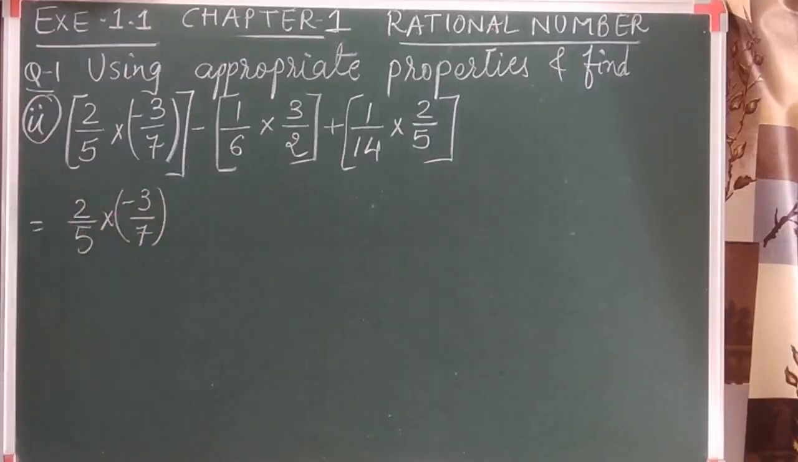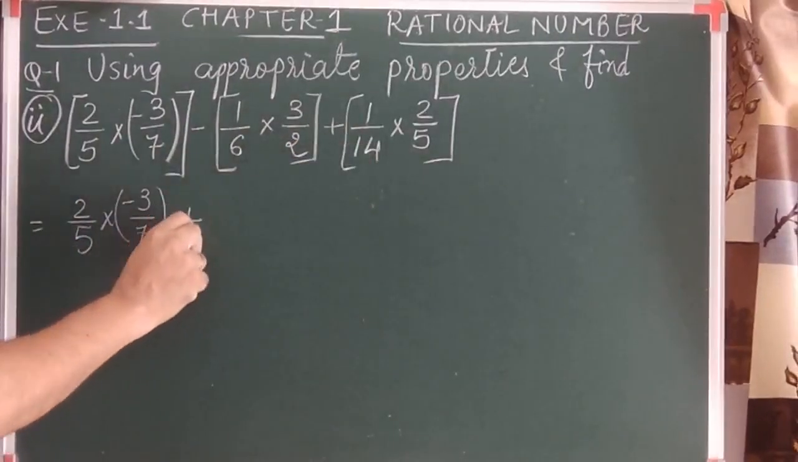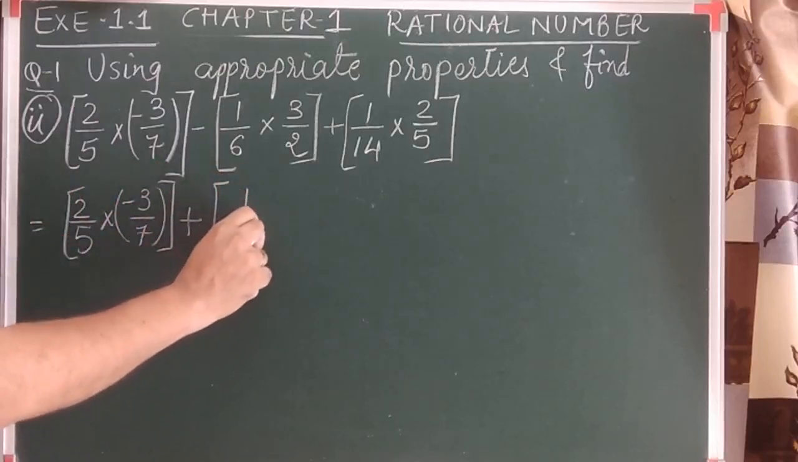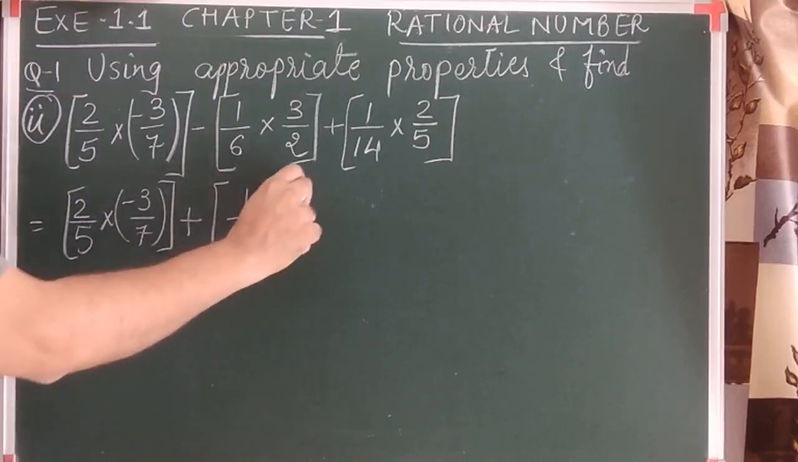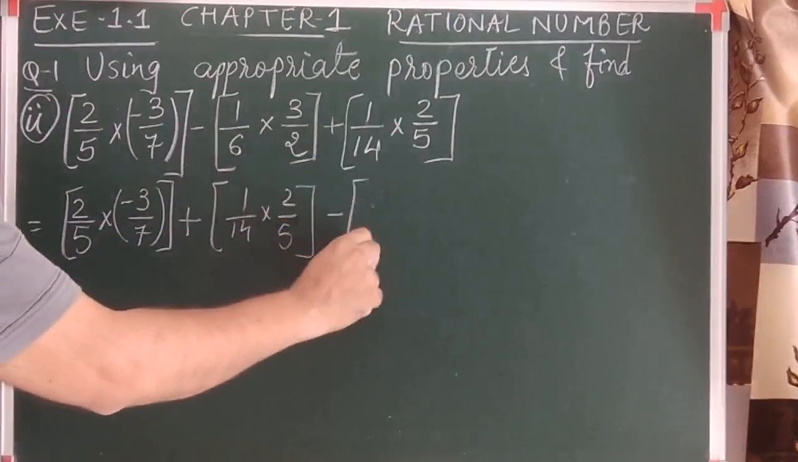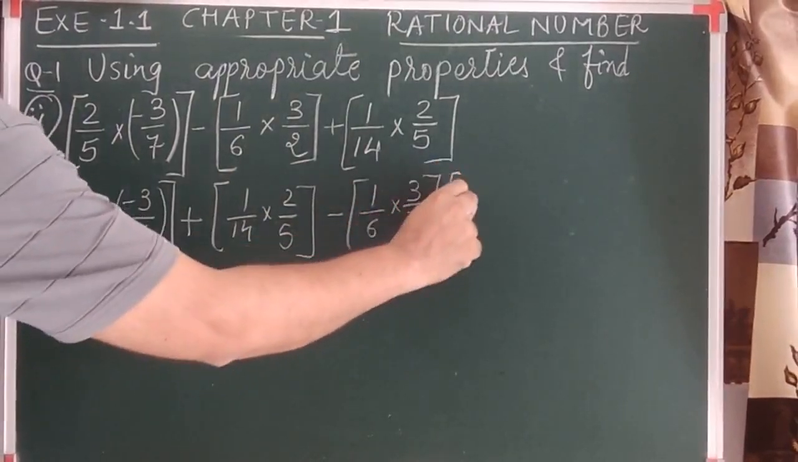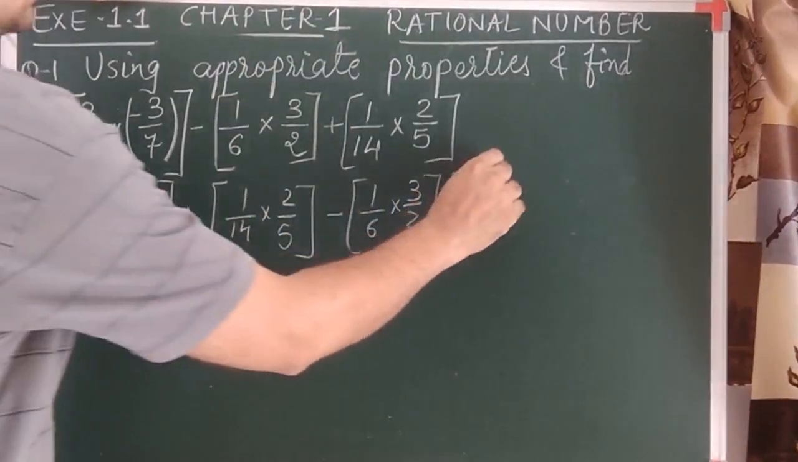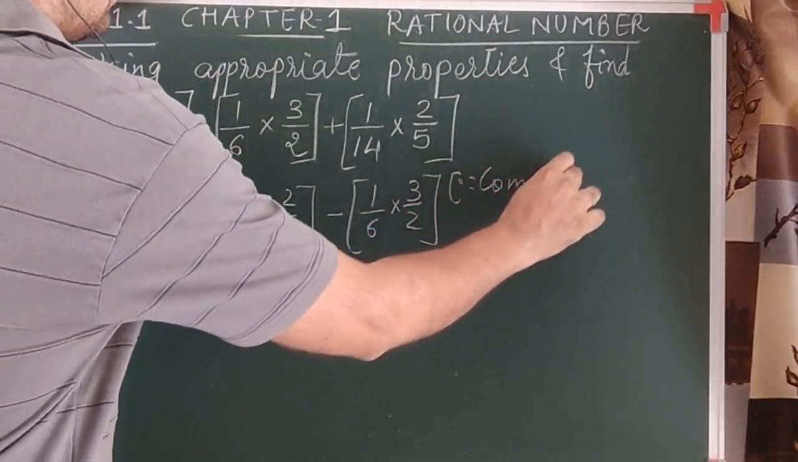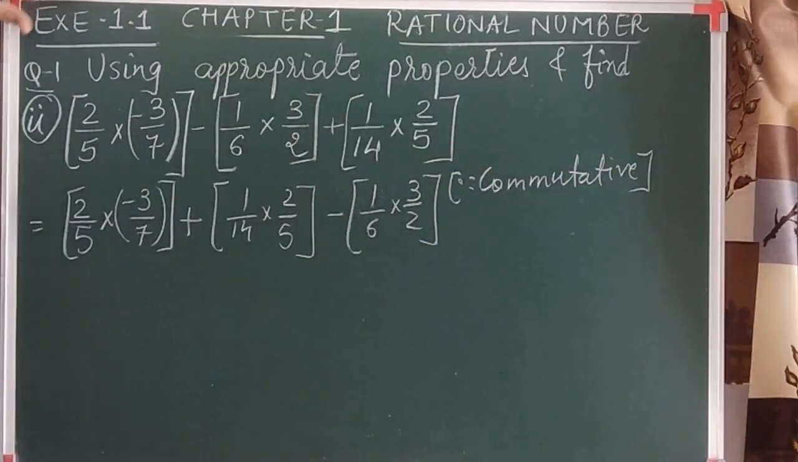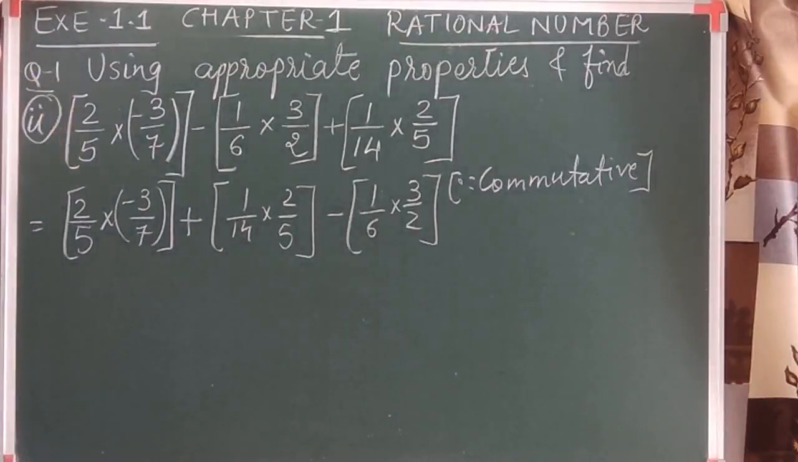The first term, as we discussed, when we are taking this term, we have to take the term with the sign. It's 1 by 14 into 2 by 5. And we should keep this term as it is. It's 1 by 6 into 3 by 2. As we change the order of the terms, that property is called commutative property. Don't forget to write this in the exam because the teacher won't give you the marks. You have to mention which property you have used. For specification, you can write commutative property for addition. You can also write that.